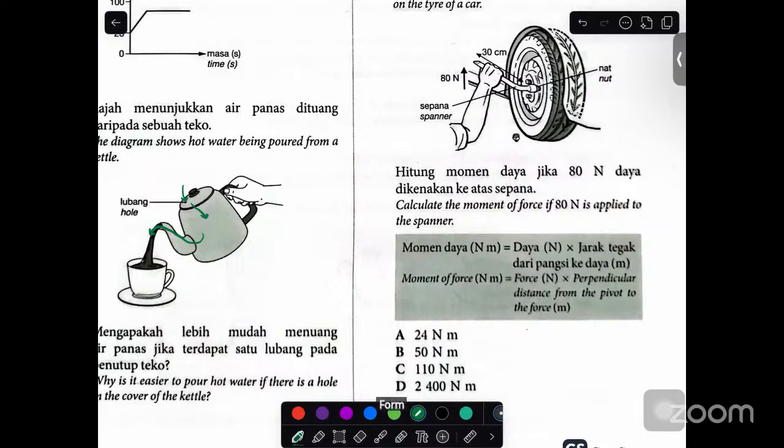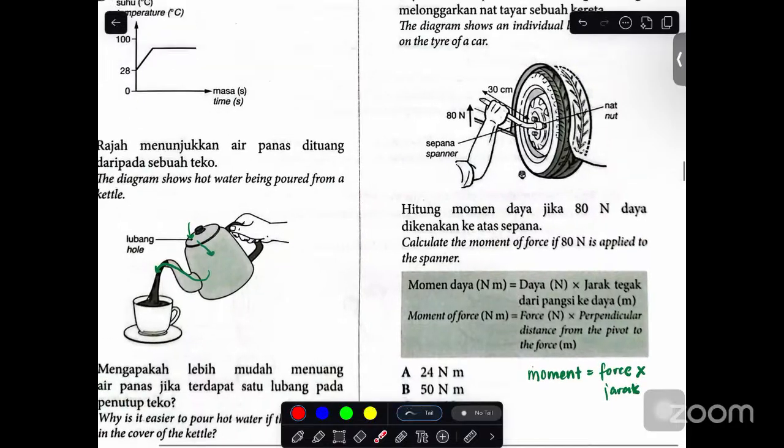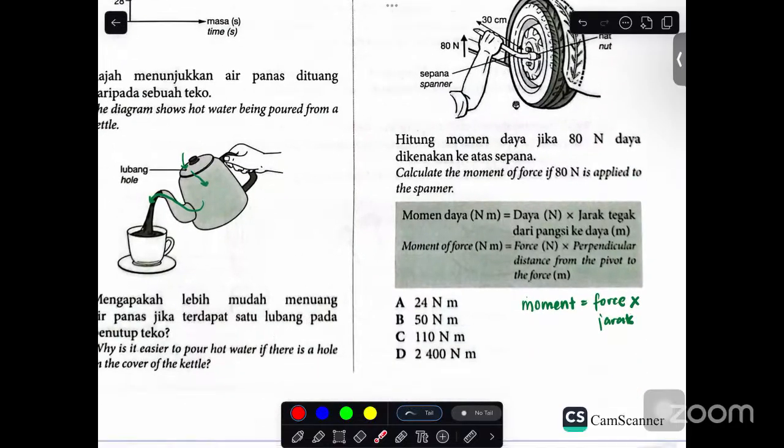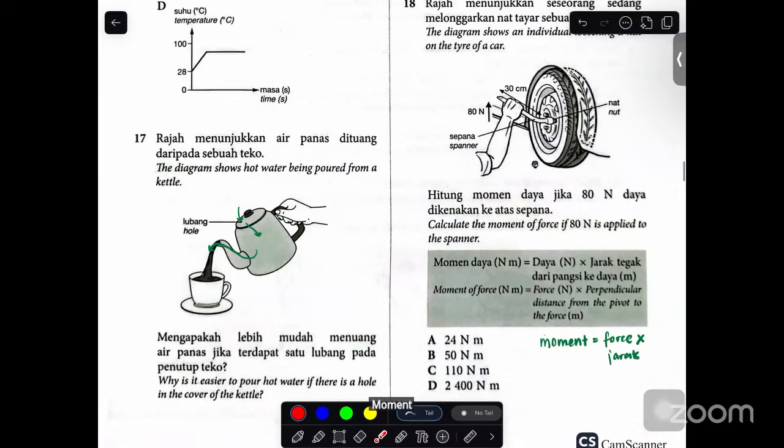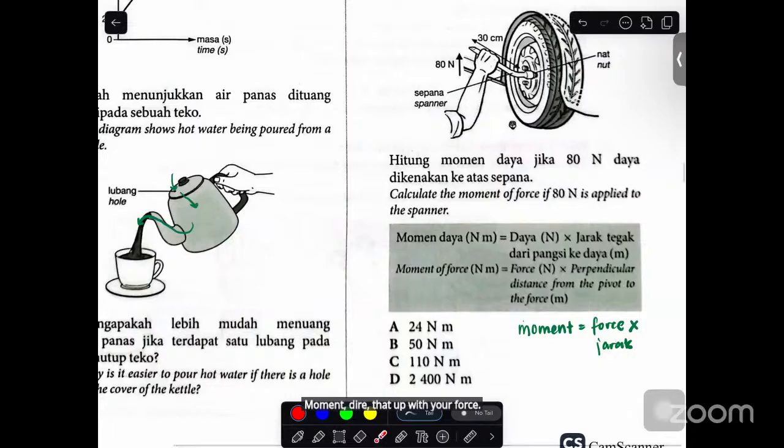Form 2, form 2. Moment, force, daya, darab from jarak. Ni. Calculate now. Moment, daya, darab with your force. Sorry, daya darab with your jarak.